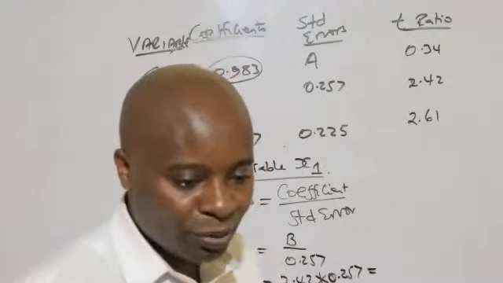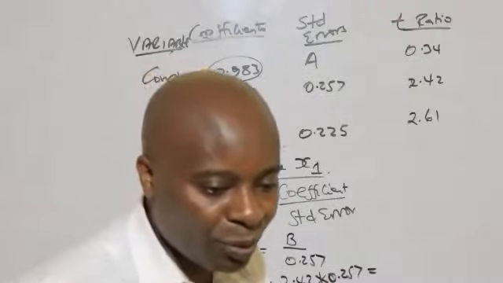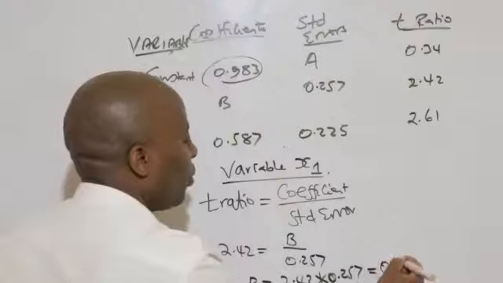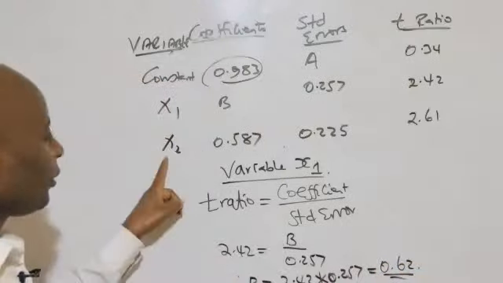In terms of 2 decimal places, somebody called Francisca is able to give me 0.62. Thank you very much. Now we don't have anything for x2.